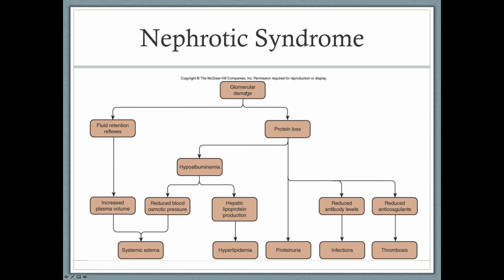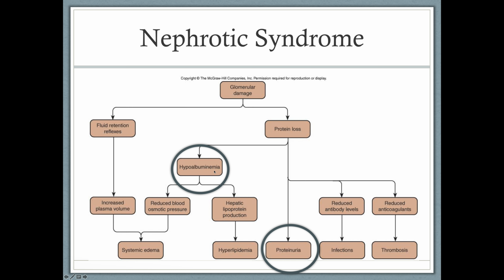And so this is the whole syndrome for you. It begins with glomerular damage. The main symptom here is proteinuria. So you lose protein, and it's in the urine. We call that proteinuria. The protein that we're losing is albumin. So that's hypoalbuminemia, low albumin in the blood.